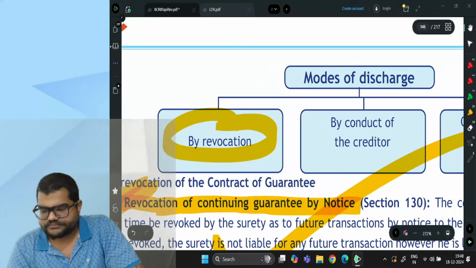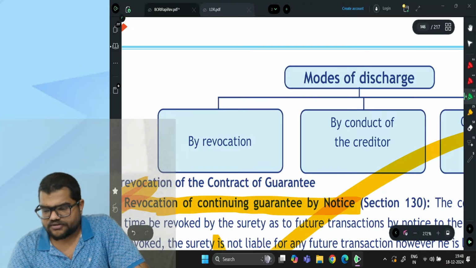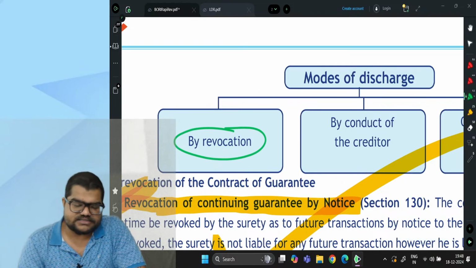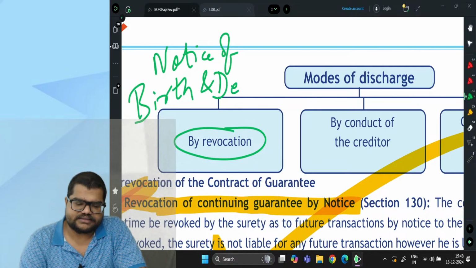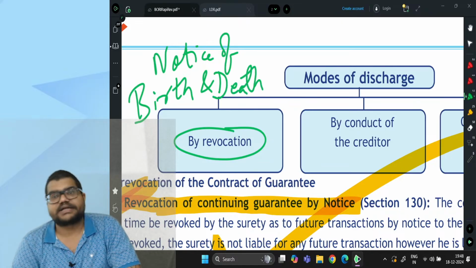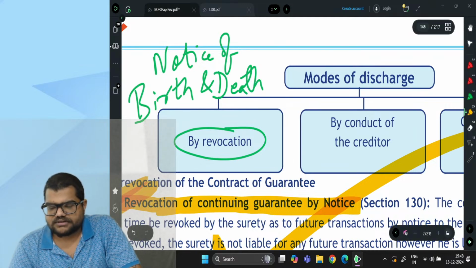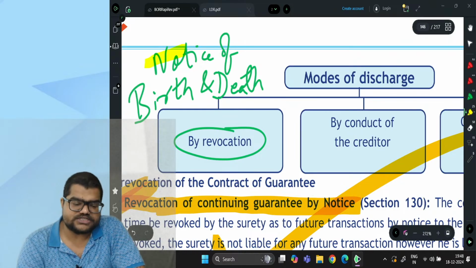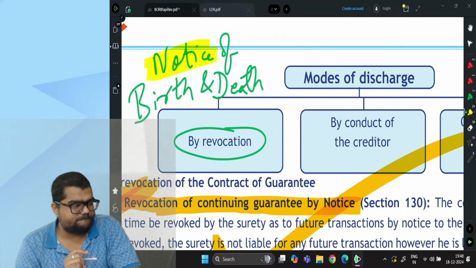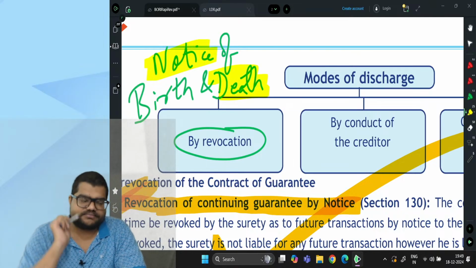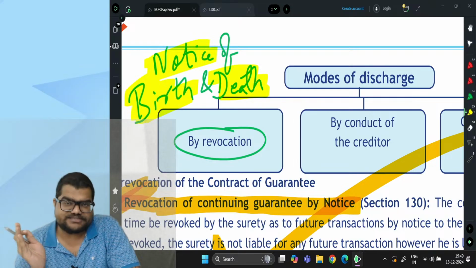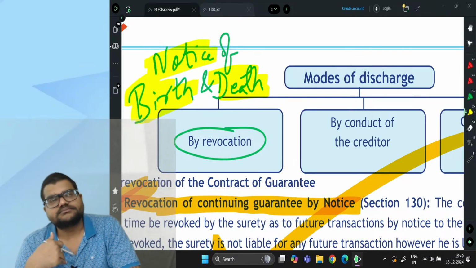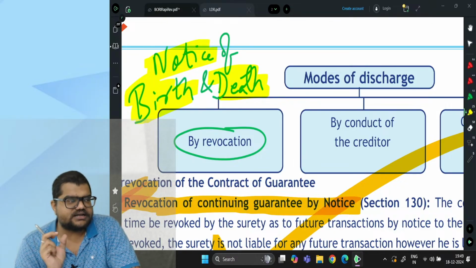So we were discussing yesterday, sir, in case a theory question has been asked from this point, all we will write is to remember this: notice of birth and death. Notice was notice in case of continuing guarantee. Death was death of surety, and birth was novation. So I am explaining you the concept as well as preparing you for the theory question also. So 3 points under revocation.